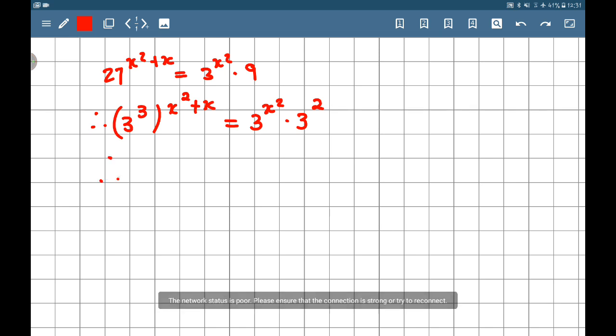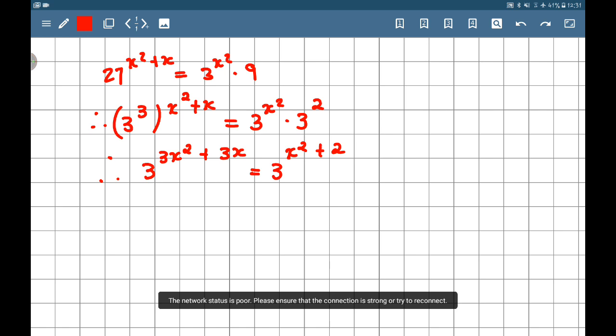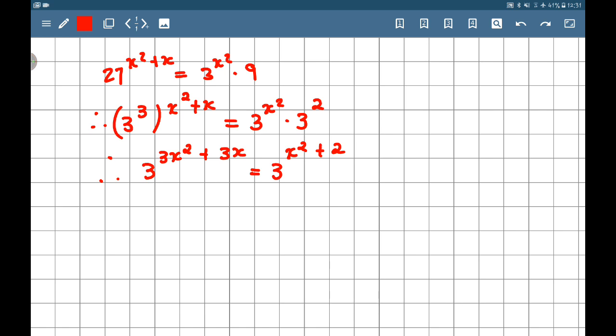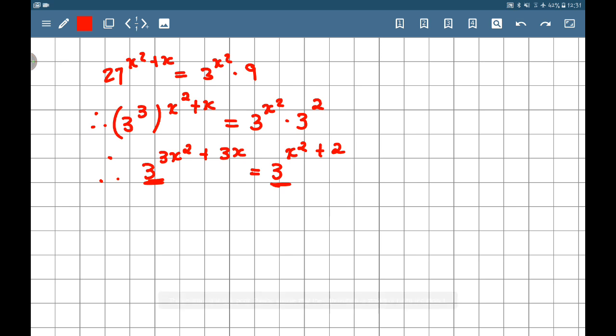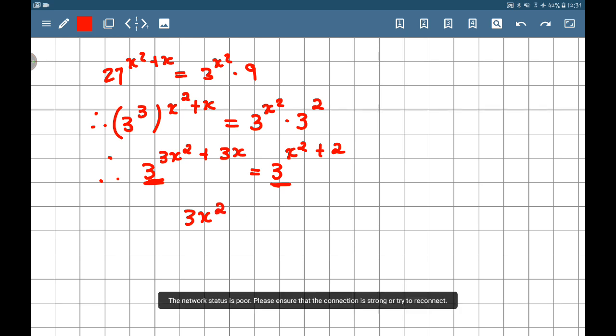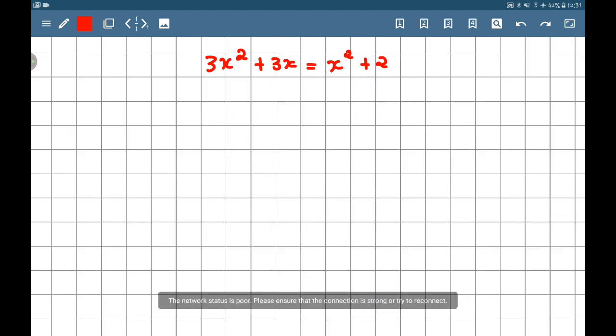Yes. Therefore, this is going to be 3 to the power 3x squared plus 3x is equal to 3 to the power x squared plus 2. Are you still following? Yes. And now that the bases are the same, you are going to equate the exponents. So now this is going to be 3x squared plus 3x is equal to x squared plus 2. Are you following?